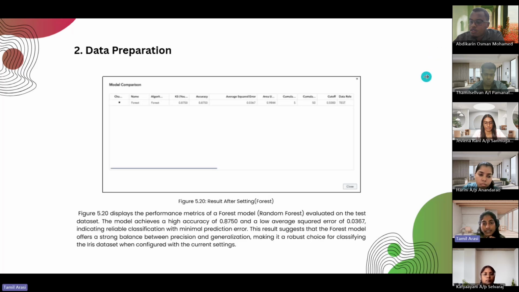And then carry on with the result after setting for the forest algorithm. Here the figure displays the performance metrics of a forest model, which is the random forest, evaluated on the test dataset. The model achieves a high accuracy of 0.8750 and a low average square error of 0.0367, indicating reliable classification with minimal prediction error. These results suggest that the forest model offers a strong balance between precision and generalization, making it a robust choice for classifying the iris dataset when configured with the current settings.